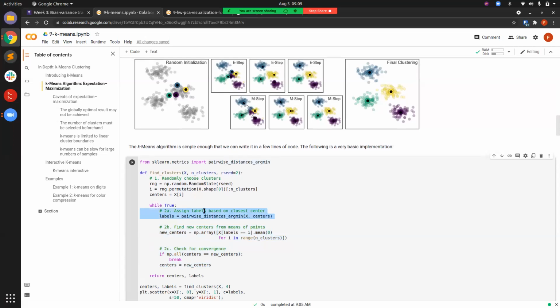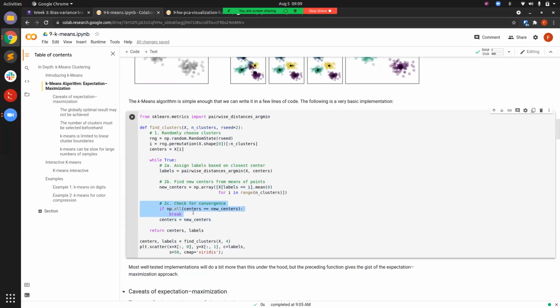First, you do the expectation step. You assign the labels based on closest center. So for every point, you find the pairwise distance to the point and the centers. Then you can find the new centers from the means of the points. So here for every cluster center, we're looking at all of the points that are assigned to that cluster by the previous case. And we're updating the cluster center position by the mean of the points. And then finally, if our algorithm is not changing the cluster center position, then we just stop.